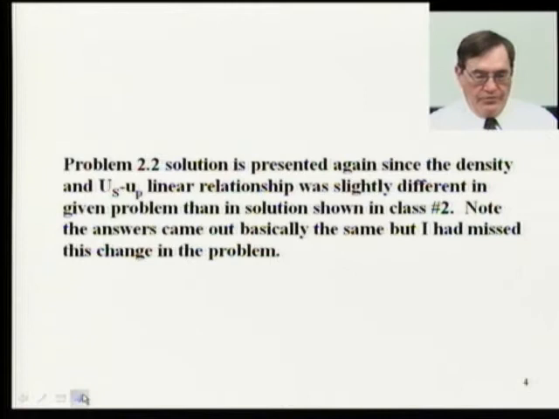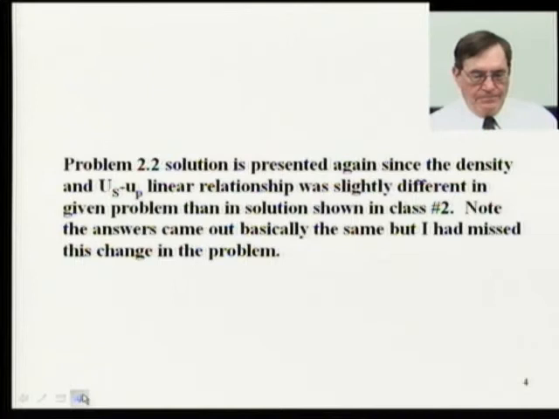in that regard, problem 2.2, I had changed from my notes to where I put it in the draft book that you have. It's only a slight change. I changed the linear Us-Up fit for copper to a more modern fit of that data, as well as its density. And it gives the same answers that you got if you did the one that was posted earlier in the book.